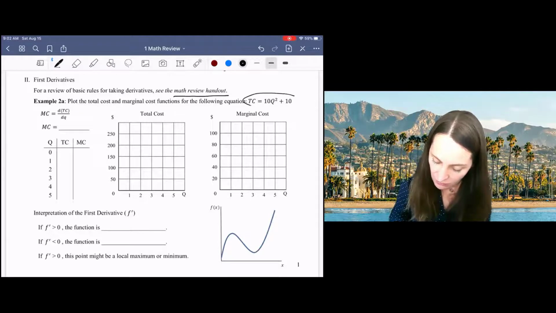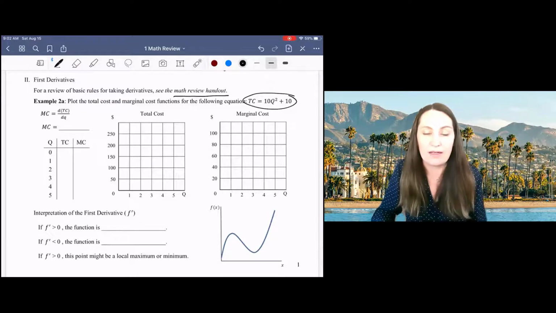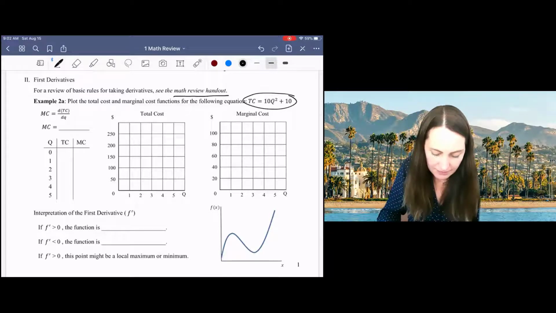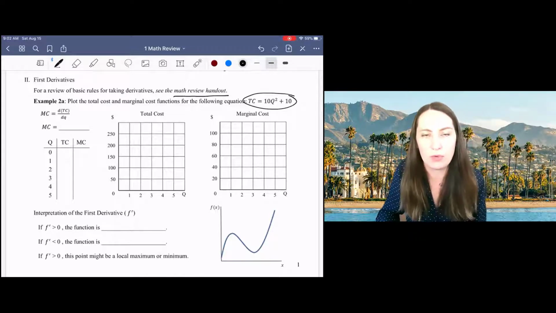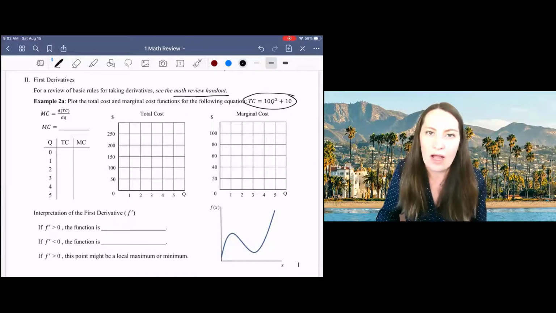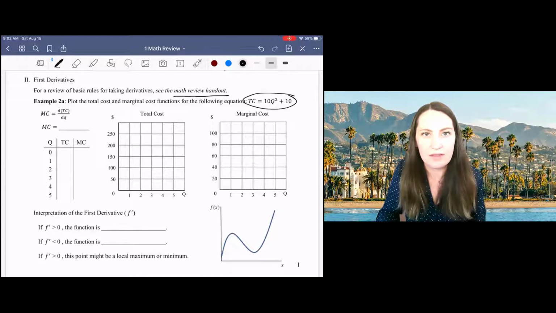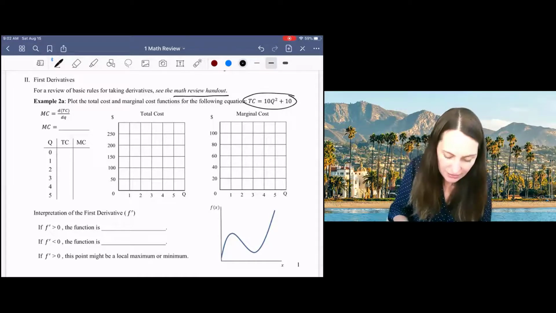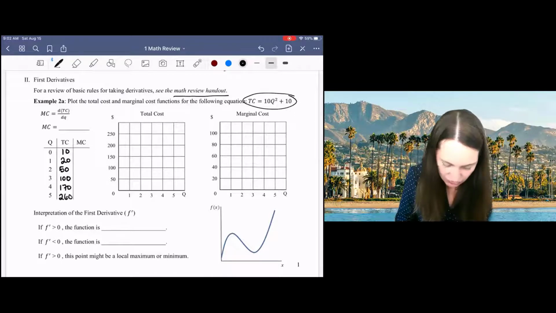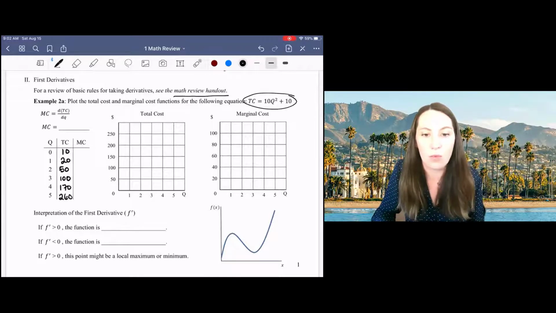Here we have a slightly more complicated total cost function, but nothing too crazy. 10q squared plus 10. And we want to do the same thing. Think about the relationship between total cost and marginal cost. So for this firm, what will their total cost be if they produce 3 units? We just plug q in again to get total cost. And we'll find that if they produce 3 units, their total cost will be 100.